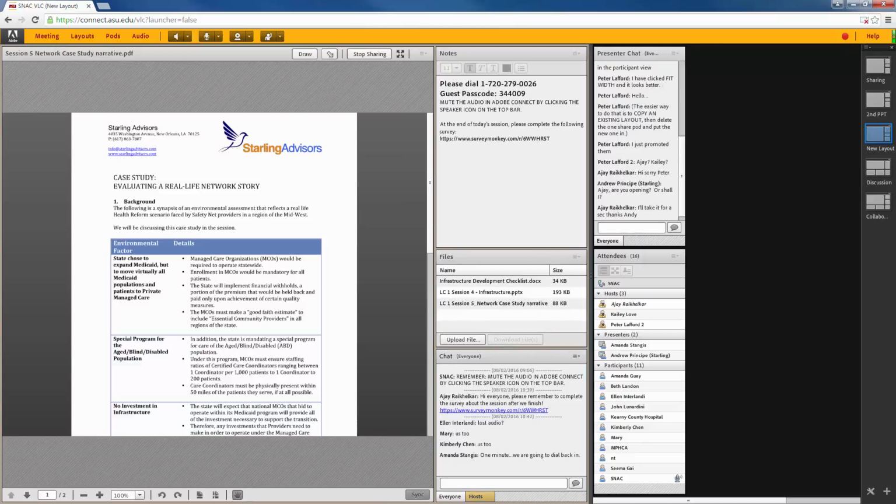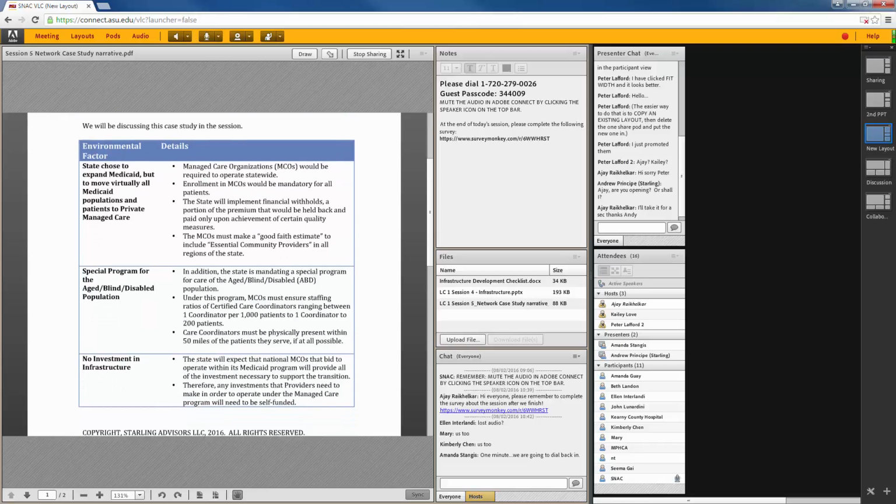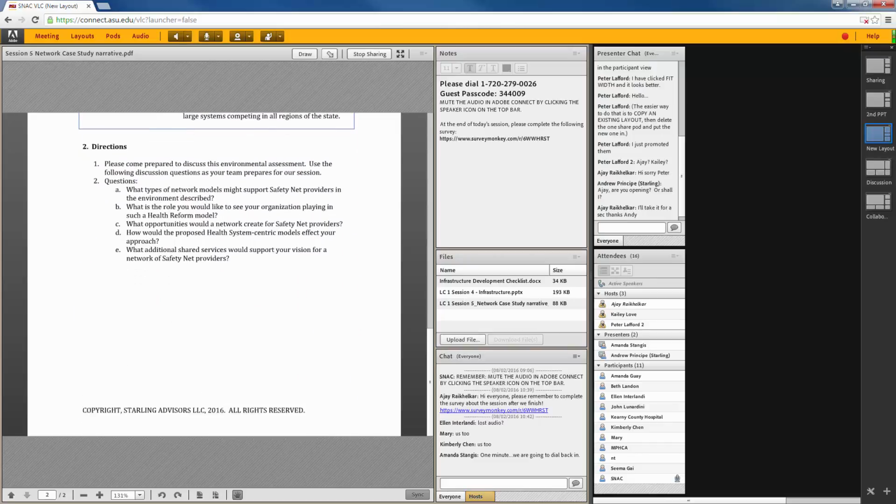Okay. So this case study lays out, and this is actually based on a very real experience, a series of environmental factors that triggered essentially the need for a group of safety net providers to come together and develop a network to respond to those environmental factors. We'd like you to read about those environmental factors, and then work again with the leaders in your organization who are part of this virtual learning process to discuss how you might respond to them, including what type of networks might support safety net providers in the environment described, and how you would see your organization playing or not playing a role in that type of network. Would this be a good opportunity or a bad opportunity for safety net providers?